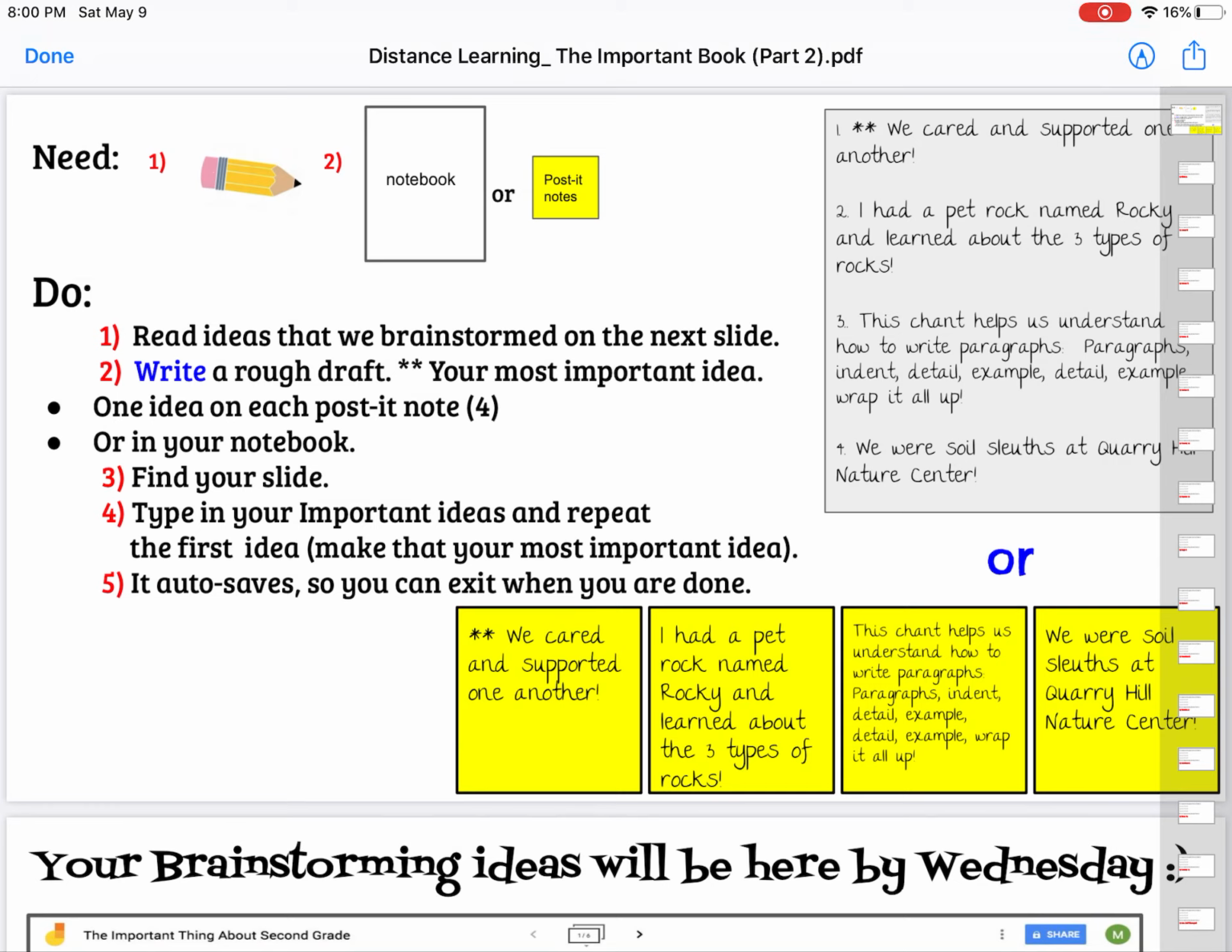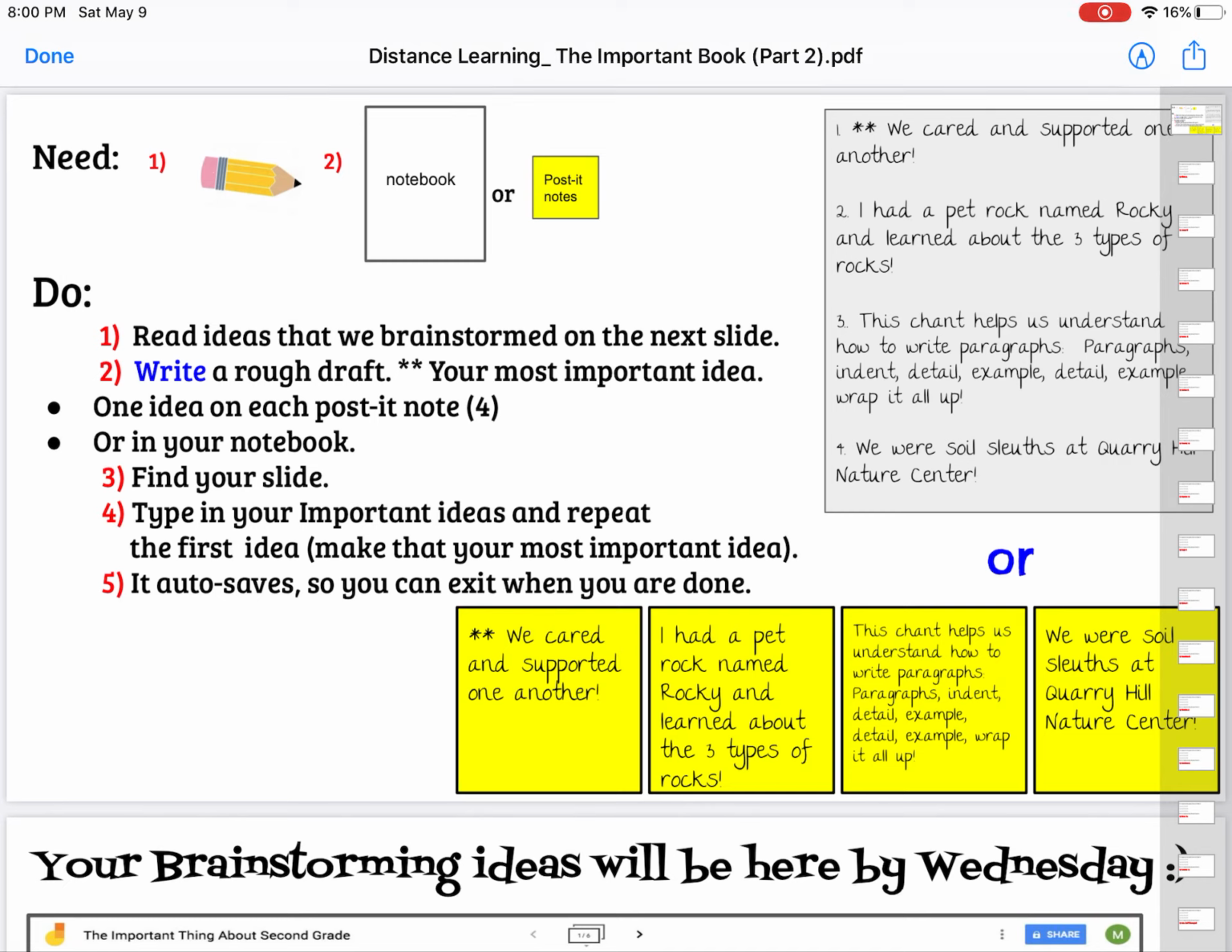Then write one idea on each post-it note, if you choose to write post-it notes, or write 4 ideas in your notebook. You can either write in your notebook or your post-it notes. That's your choice. But you need 4 ideas. One of them needs to have stars on it, and that's your most important idea. You can look at my examples to help you. I put 2 stars by "We cared and supported one another."